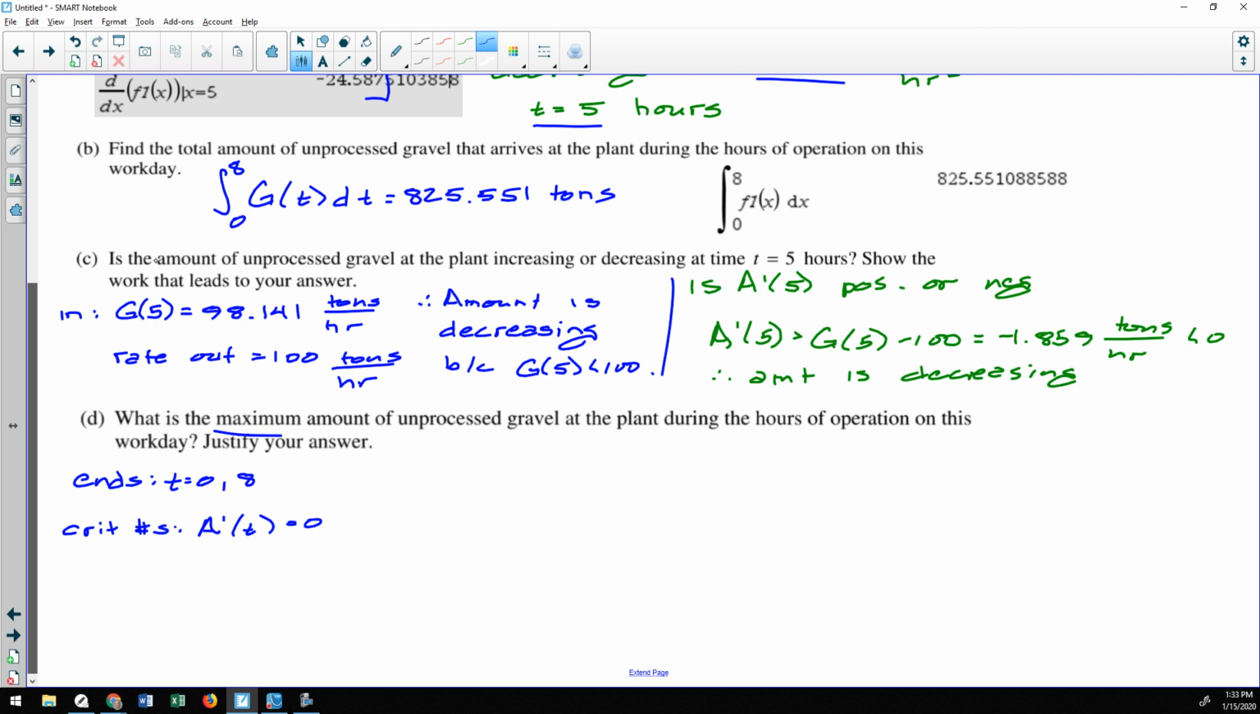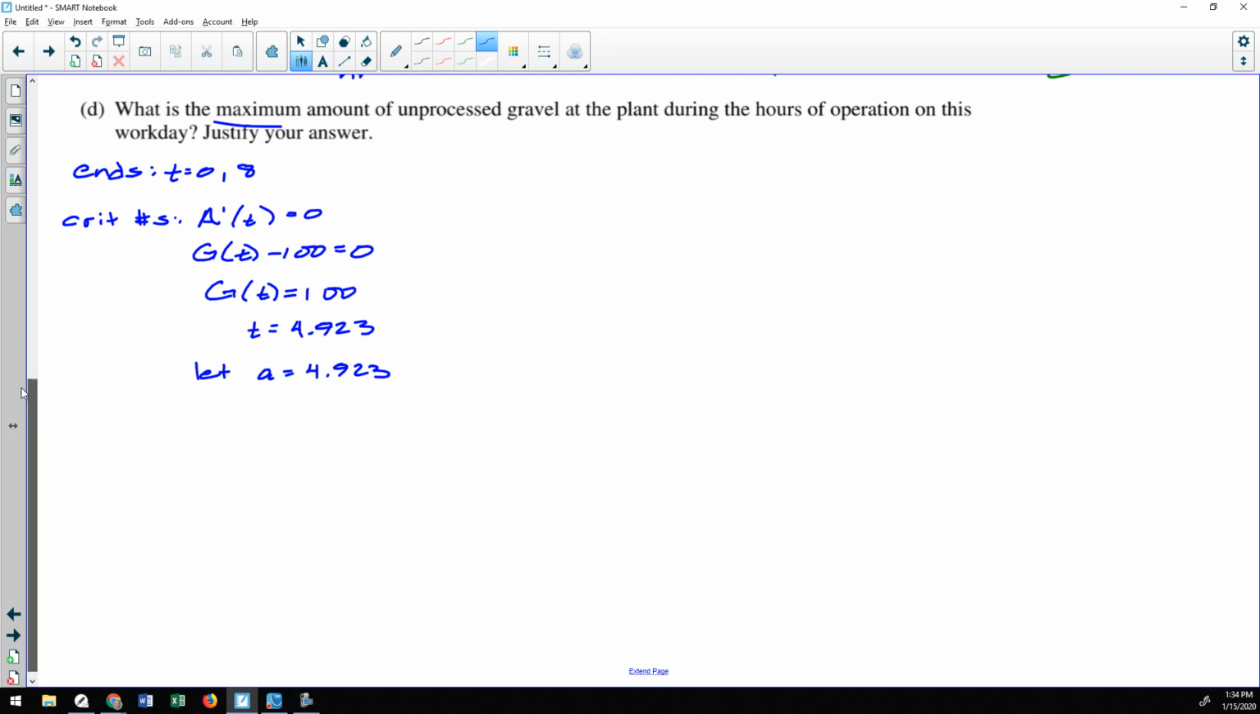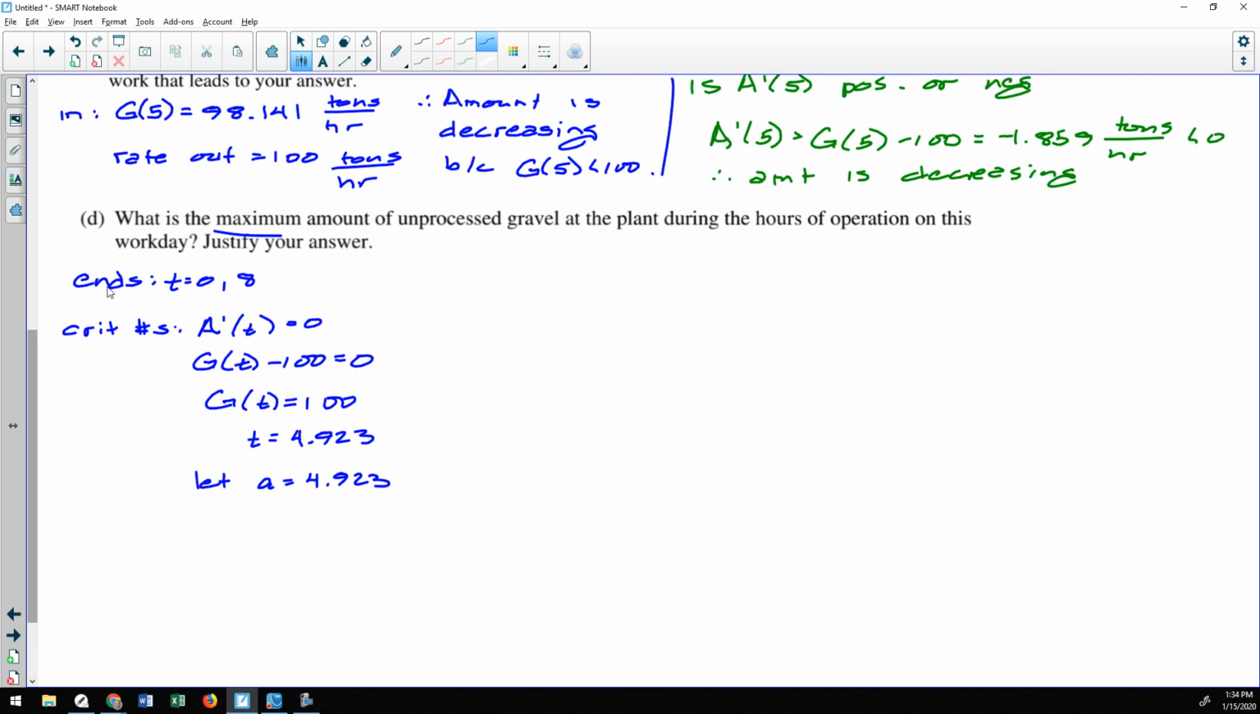And this goes back to, I defined A prime to be G minus 100. So now I could say I need G of t minus 100 to equal 0, or I need G of t to equal 100, and that's going to give me my critical numbers, which would be my other candidate for the extreme value theorem approach. So I'm going to solve that in the calculator graphically. And when I solve that, I got a critical number of 4.923.